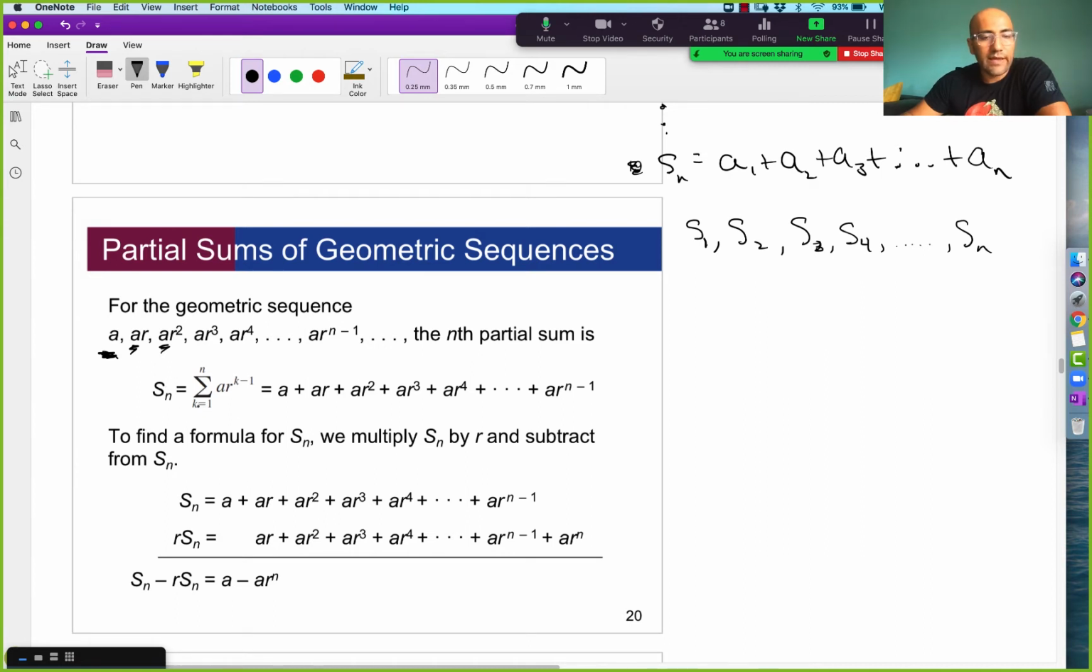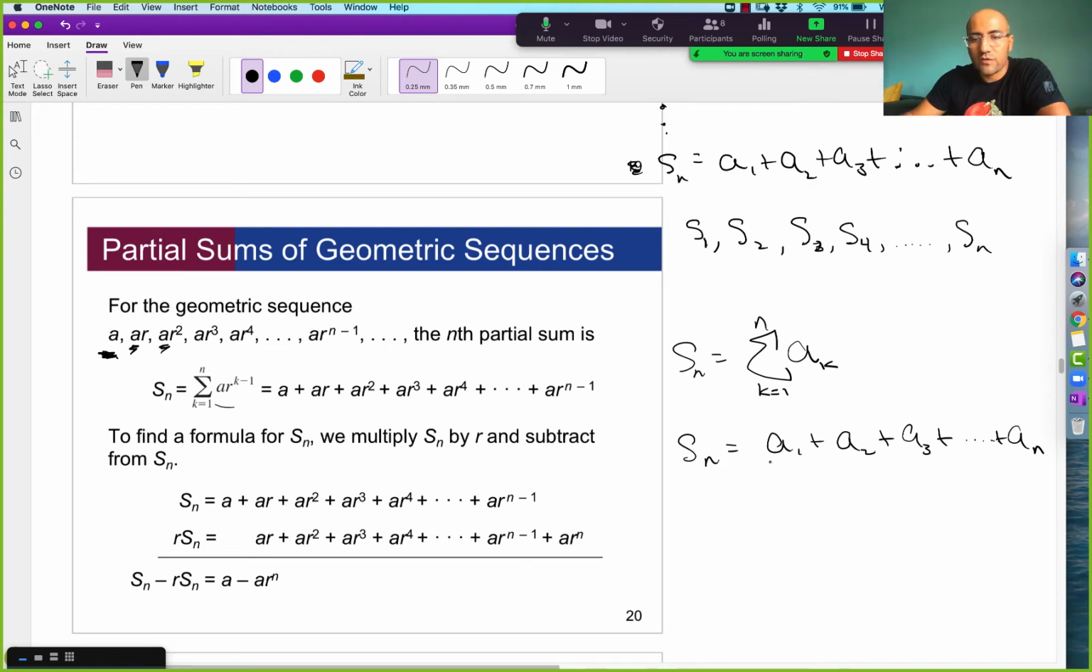It's the sum as k goes from 1 to n of this, which is the closed formula of a geometric. We could have also said S sub n equals this, the Riemann sum, as k goes from 1 to n of A sub k, right? Which means that S sub n equals A1 plus A2 plus A3 plus dot, dot, dot, and we don't stop until we get to n, right? This indicates the stopping point.